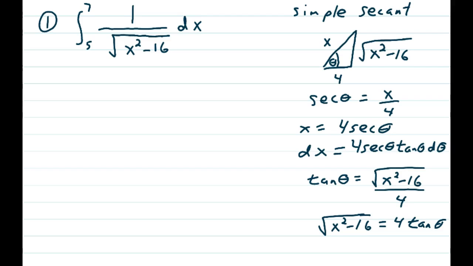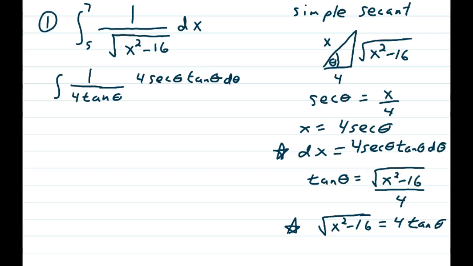Now, when doing a simple secant, I pull out its friend function, which is the tan of theta. And the tan of theta from that picture is the square root of x squared minus 16 over 4. Multiplying both sides by 4, we find that the piece of algebra, square root of x squared minus 16, is equal to 4 tan of theta. And now we're ready for our trigonometric substitution.